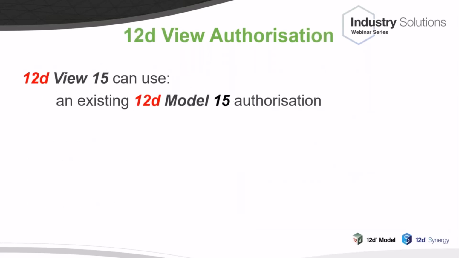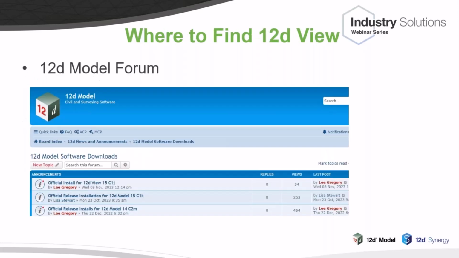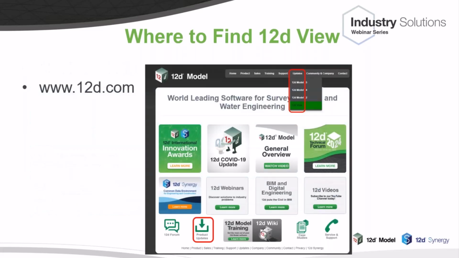With the authorization, it can use your existing 12D Model 15 authorization. You can get a 12D View 15 authorization, or it can actually run when it's unregistered. So no matter what you do, you should be able to run 12D View anywhere. To get it, you go to our 12D Model Forum, and there's a download for it, or on www.12d.com, there's a download for 12D View, or the latest versions of it.